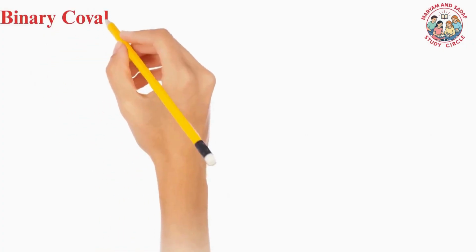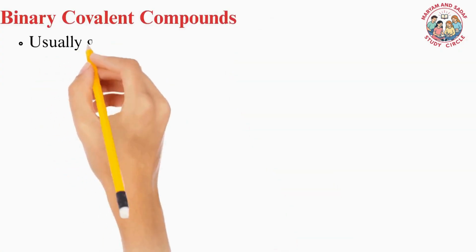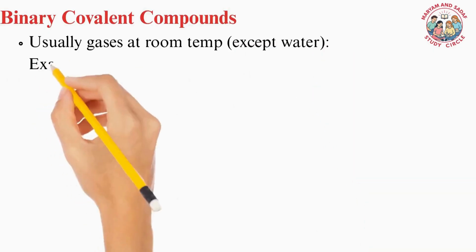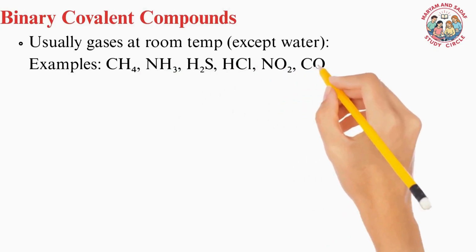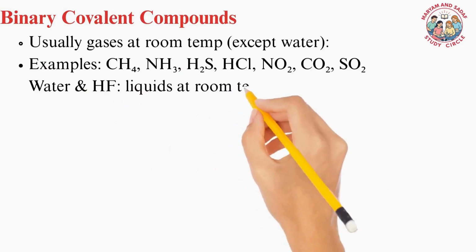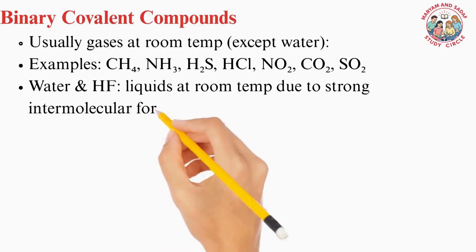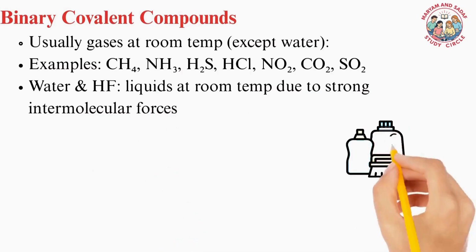Binary covalent compounds are usually gases at room temperature, except water. Examples: methane, ammonia, hydrogen sulfide, hydrogen chloride, nitrogen dioxide, carbon dioxide, sulfur dioxide. Water and hydrogen fluoride are liquids at room temperature due to strong intermolecular forces.